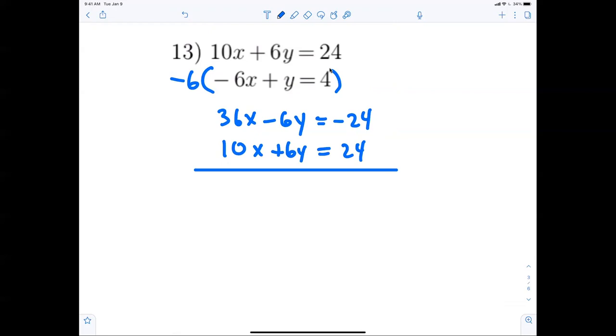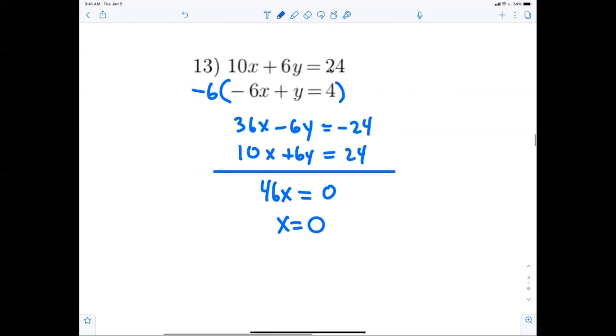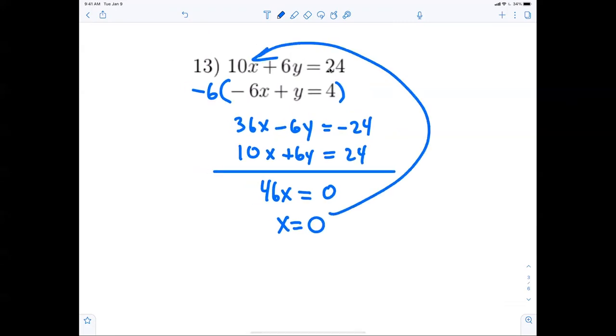And then 46 equals 0. So X is 46. 0 divided by 46 is 0. Come on now, think it through. So now I know X equals 0, correct? So now I just plug 0 in for X.